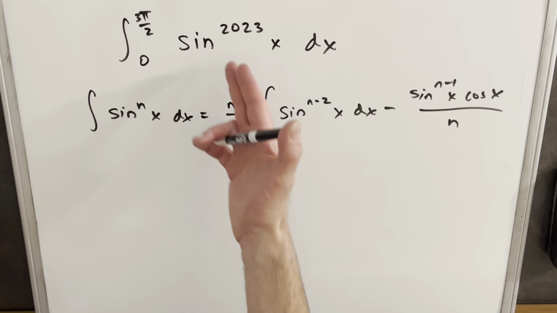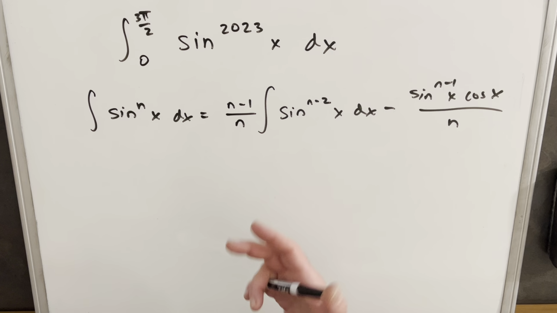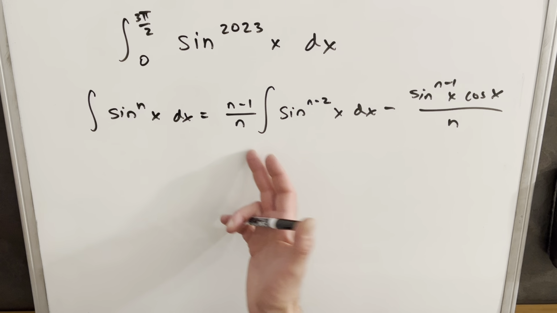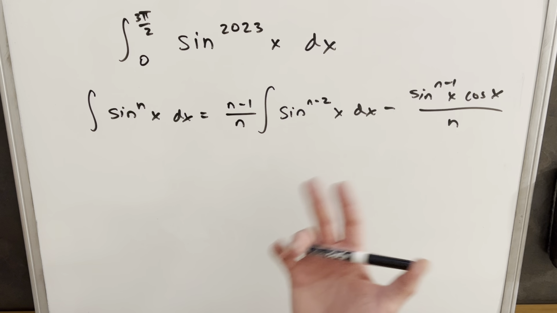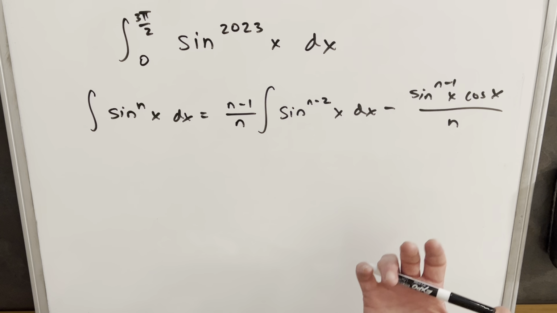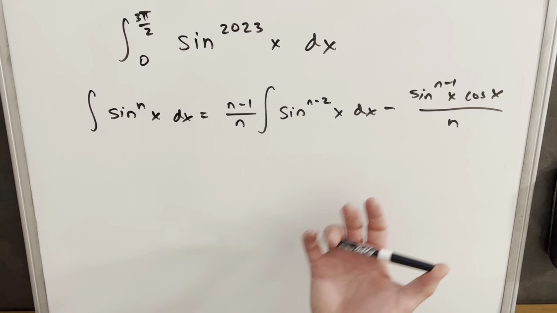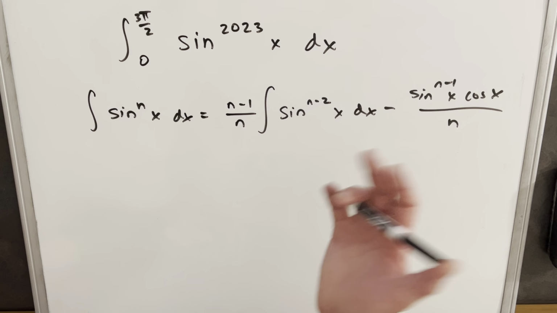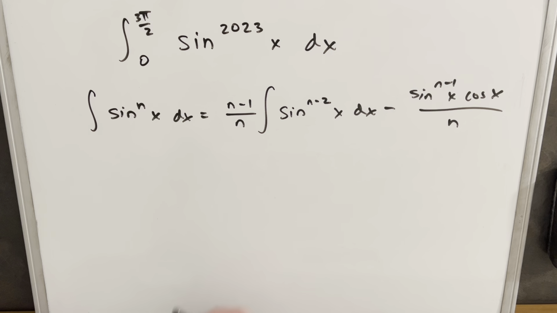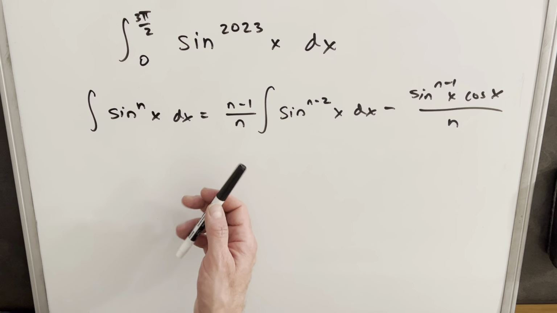So we have another integral of sine n minus 2, and then we'll have this other value. Now, if this was like sine to the 6th or sine to the 7th, if it was reasonable, maybe we could just use this. We could just iterate 3 or 4 times. Maybe it takes a little while, it's tedious, but we could get through it. With 2023, we're not going to want to try to integrate this 1,000 times or whatever. But this formula can still help us, so let's look at what happens.